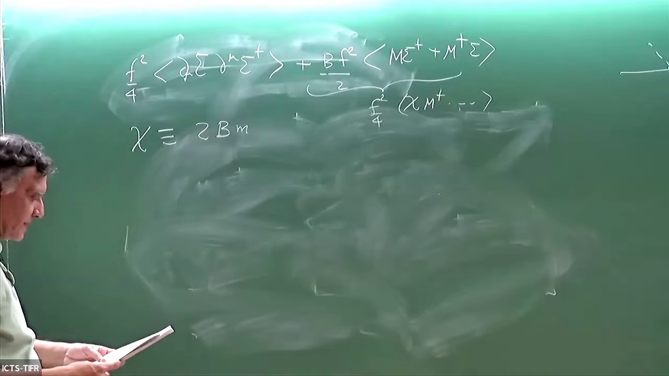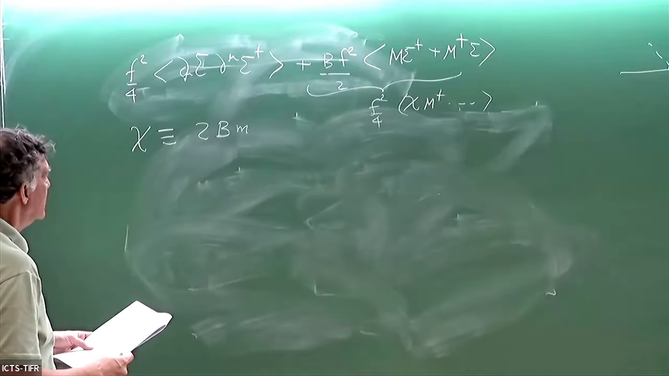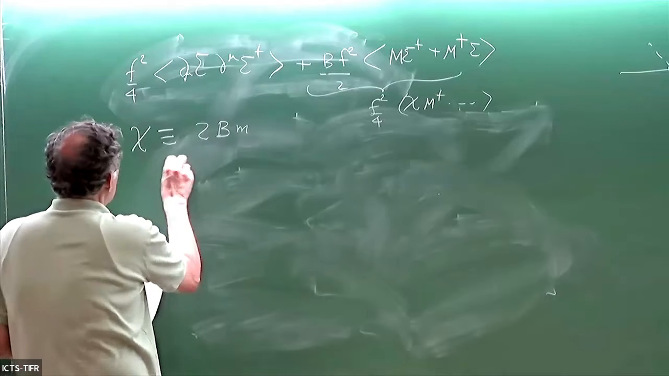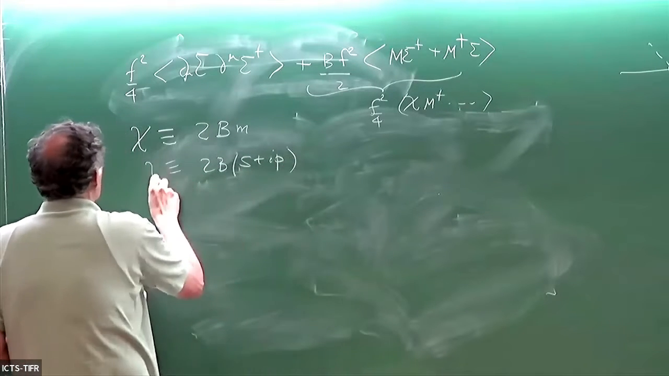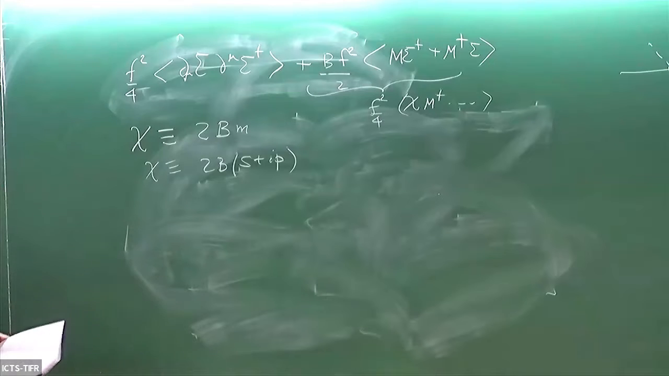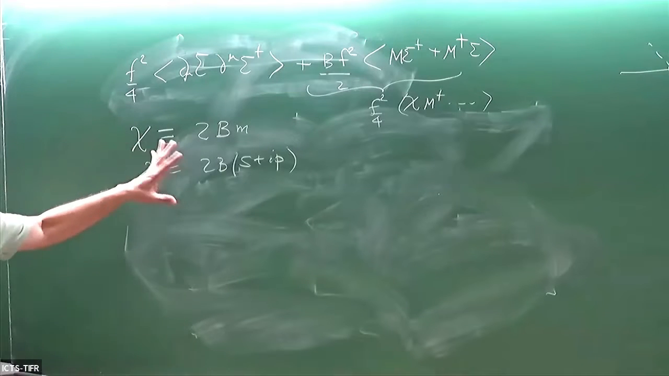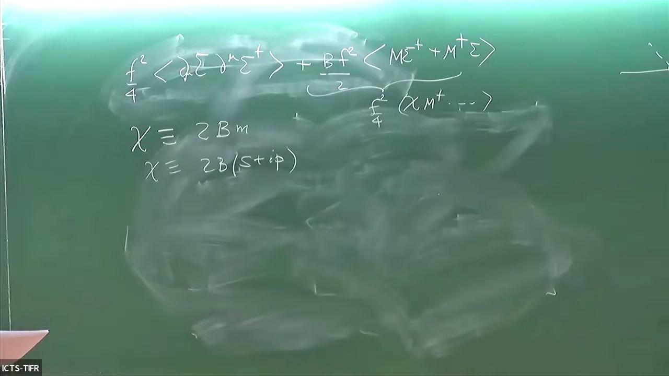So, yeah, it's this, which is 2b (S plus iP), because that's what M is. So the chiral Lagrangian is written in terms of chi. You'll see when they write it.